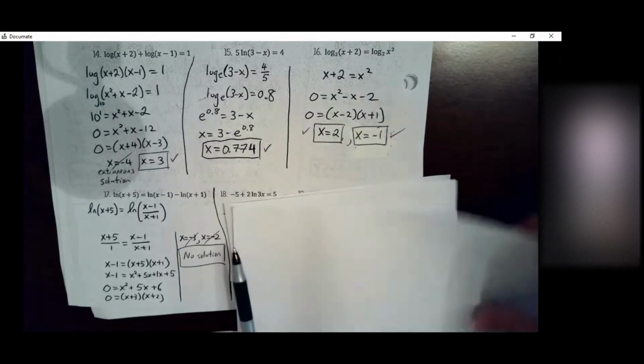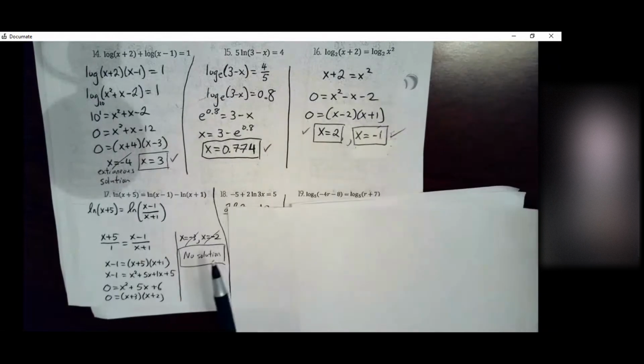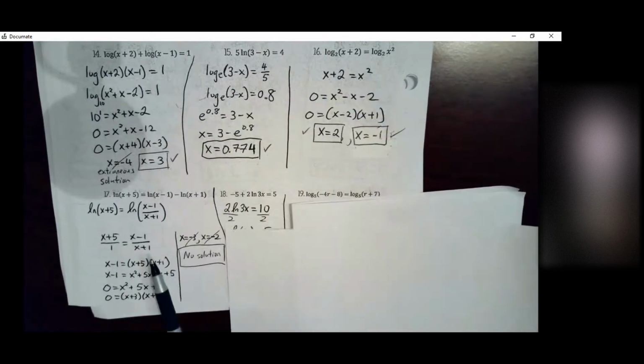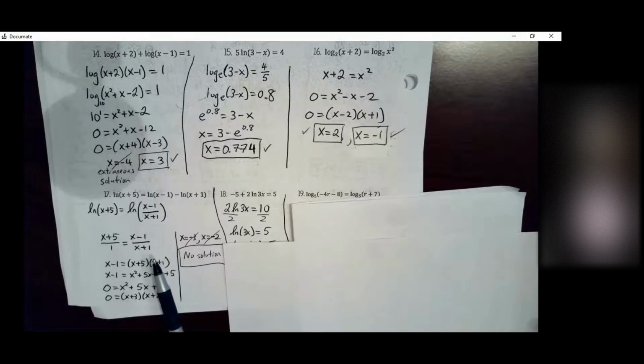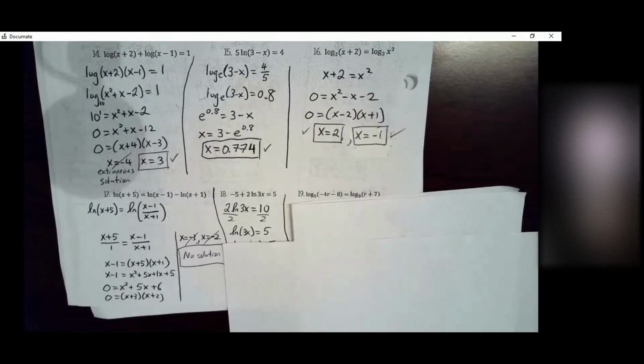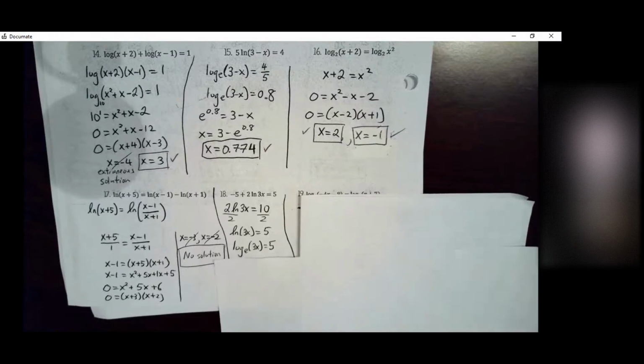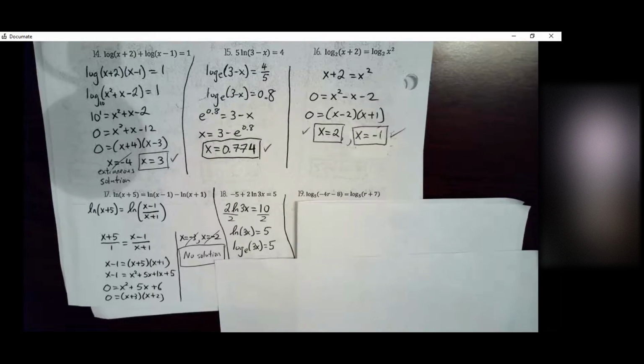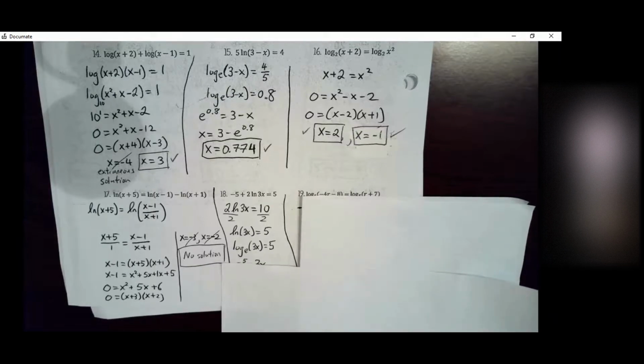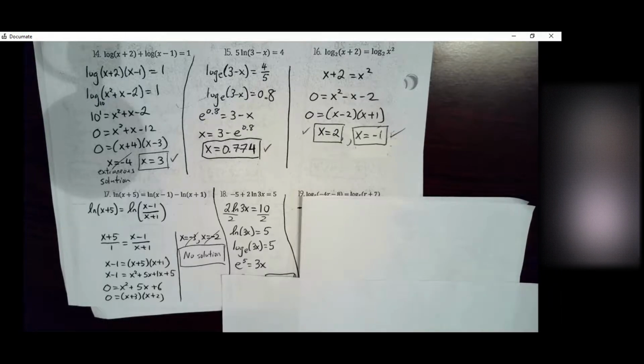Okay. I can do 2 ln 3x equals 10. Yeah. And then ln 3x equals 5. And then e^5 equals 3x. And then e^5 over 3 equals x. E to the 5 equals 3x.